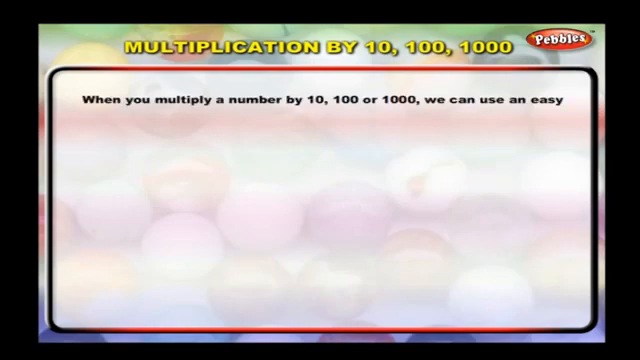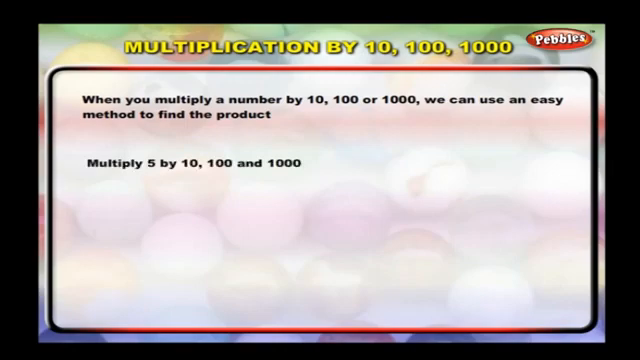Multiplication by 10, 100, 1000. When you multiply a number by 10, 100 or 1000, we can use an easy method to find the product. Example, multiply 5 by 10, 100 and 1000. 5 into 10 is equal to 50. Here, take the 0 from 10 to the right of 5 and we get the product 50.